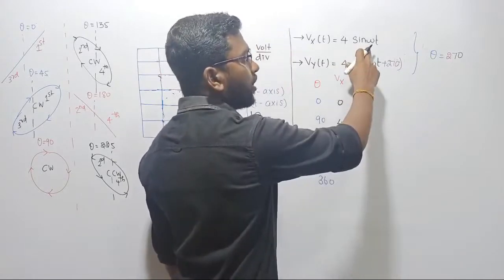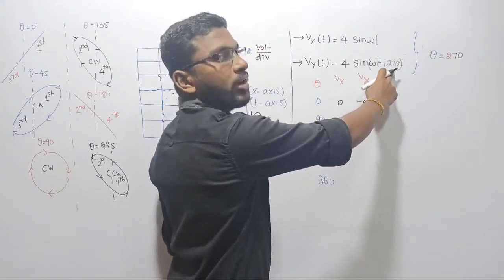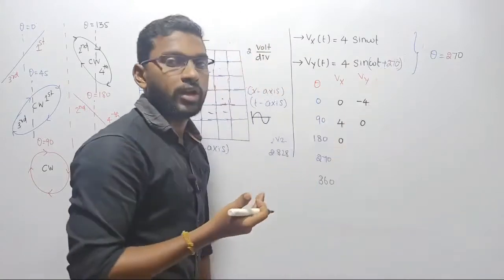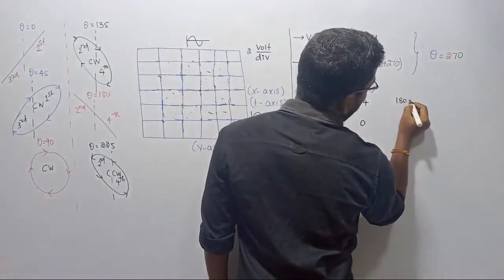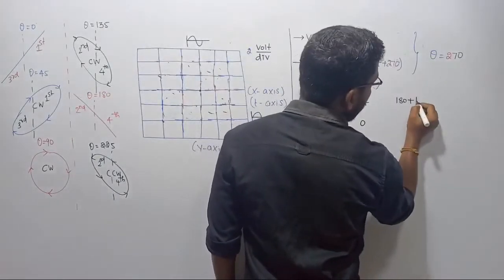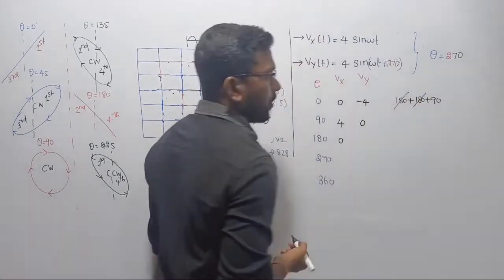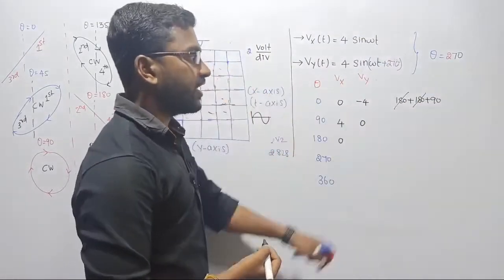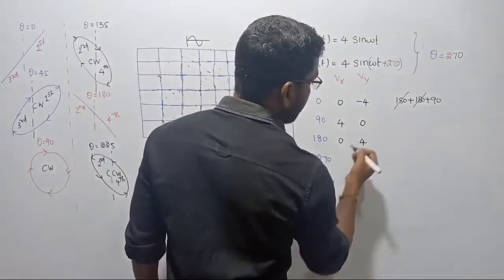Theta equal to 180: sin 180 is 0. 180 plus 270 is equal to what? See, how can we write 180 plus 270? At omega t equal to 180, 180 plus 270 can be written as 180 plus 90 degree. 180 plus 180 becomes 360, that is 0 degree. 0 plus 90 becomes 90. Sin 90 is 1, times 4 becomes 4.